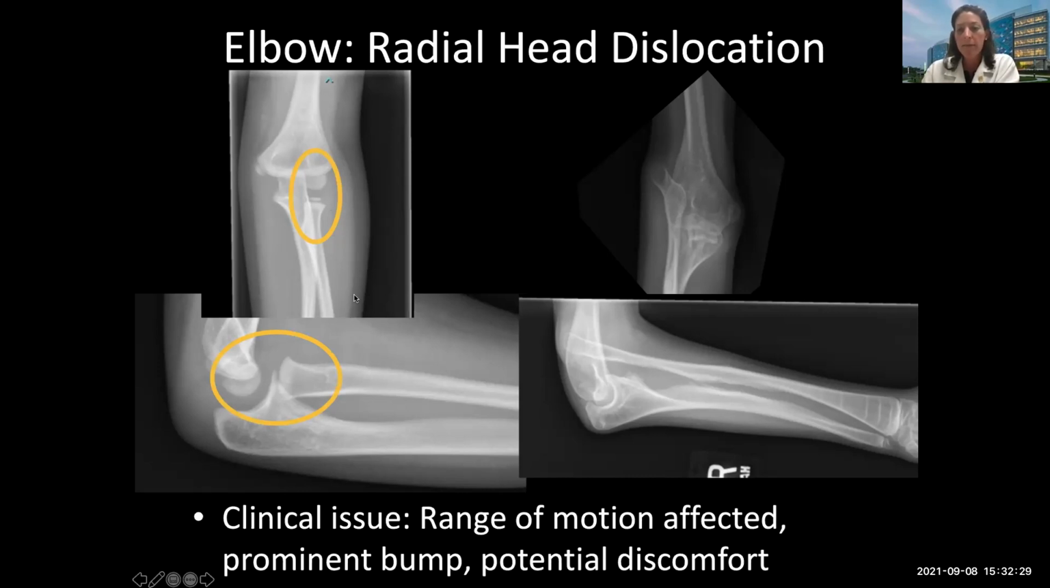And then this is a different patient with type 5 OI on the right side. You can see the radial head is nowhere near the capitellum. It's in a different zip code, as also shown here on the lateral view. And clinically, this is important because there can be a prominent or painful bump. The range of motion is affected, and it can cause both discomfort and limit day-to-day functional abilities.